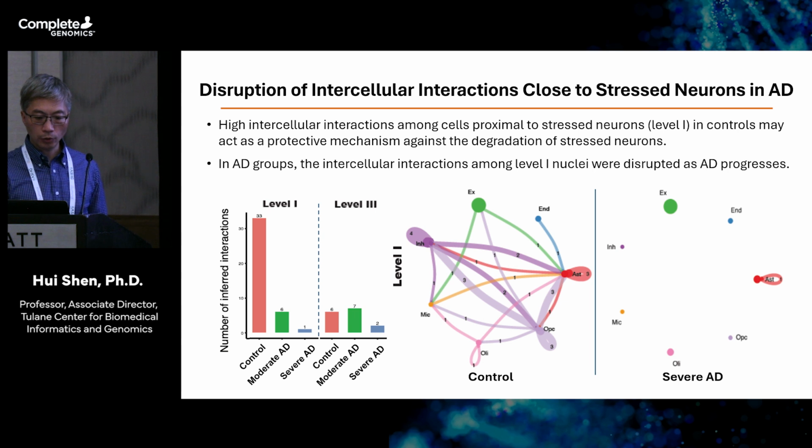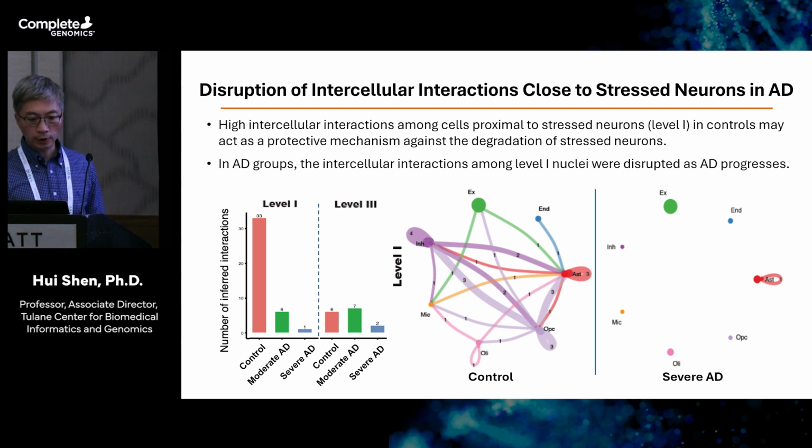So we can see in the control groups, a large number of intercellular interactions observed. This possibly reflects a protective mechanism against the degradation of the stressed neuron. However, even in the control group, if you look at the cell nuclei that are distal to this stressed neuron, we didn't see a lot of interaction.